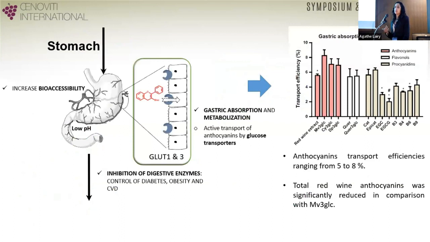Normally, the stomach is not much considered in terms of absorption and bioavailability issues. Although we have demonstrated that in the stomach, due to low pH, we have an increase in bioaccessibility of polyphenols, and we can also have some gastric absorption and metabolization.